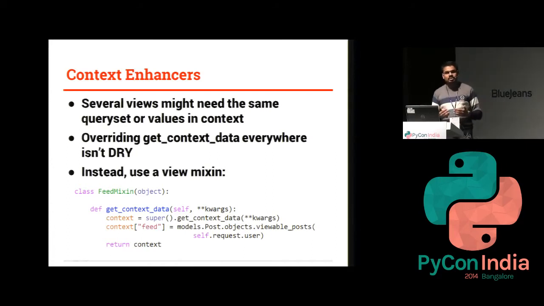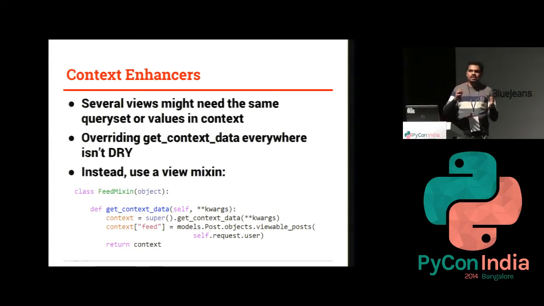What I would recommend is to use a view mixin. Now, a view mixin actually does the same thing, but it can be inherited. So you can use get_context_data. If you have a public feed variable which needs to be there in every view, just define it. Call the superclass first, define that particular variable, and return that context. Now, whichever view needs this particular feed, you just have to derive from the feed mixin, add that to your base classes.